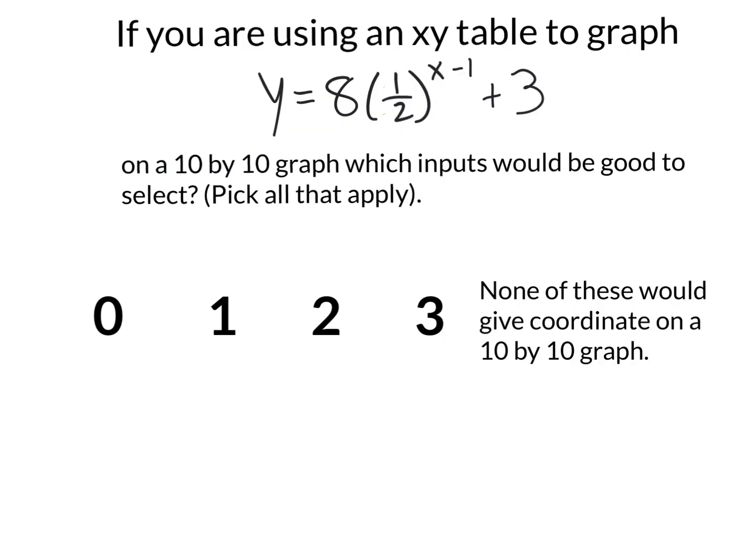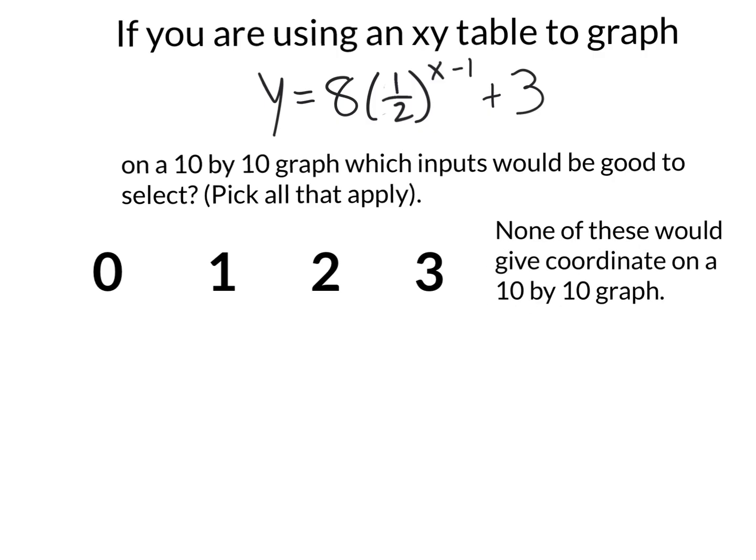So let's say we had this equation, y equals 8 times 1/2 to the x minus 1 plus 3. It's obviously a decay function. And we want to graph this on a 10 by 10 graph. And it says which inputs would be good to select. And you could pick all that apply, okay? So do you guys think 1 would be, or 0 would be a good option in this case?